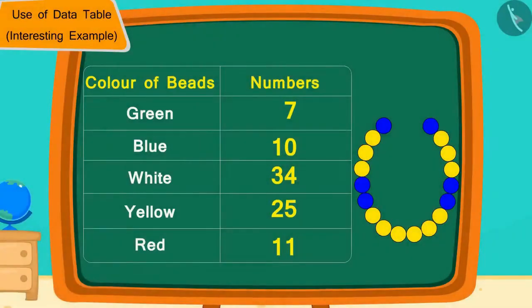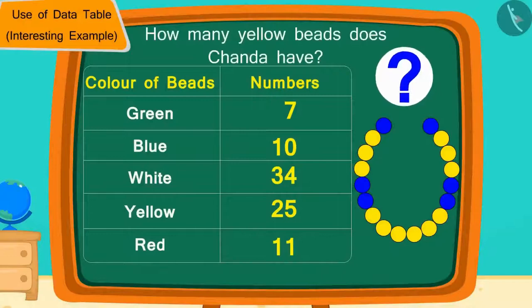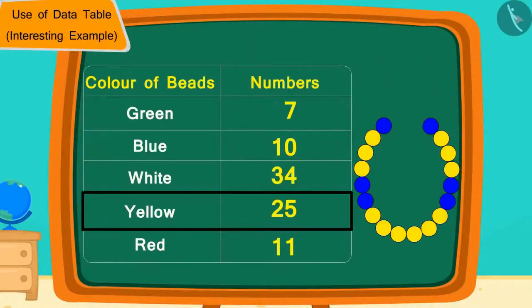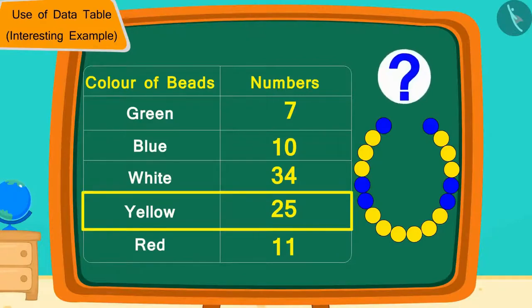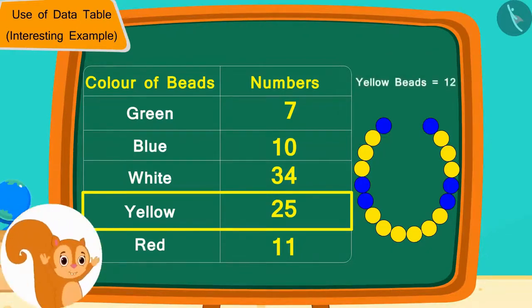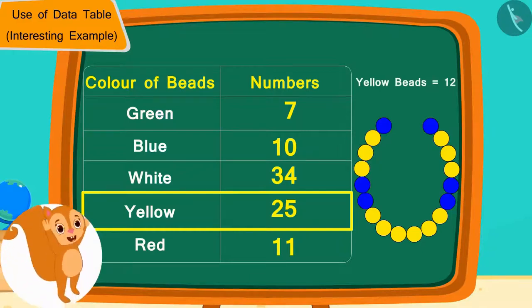In the same way, how many yellow beads does Chanda have? 25. And how many yellow beads does she need? 12. In this way, Chanda also has enough yellow beads for making the necklace.